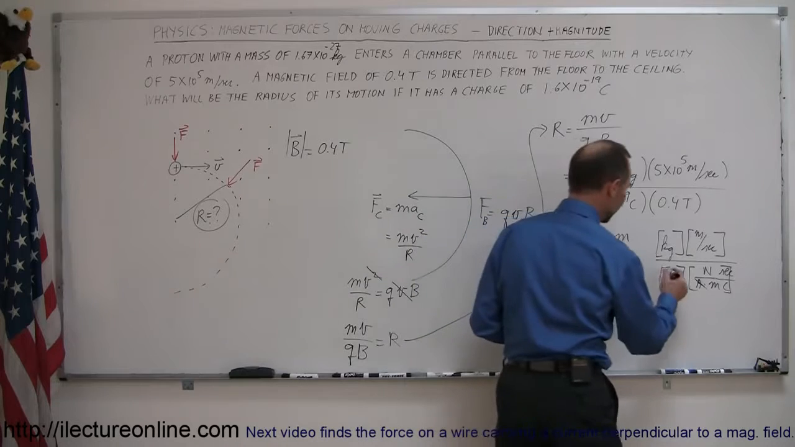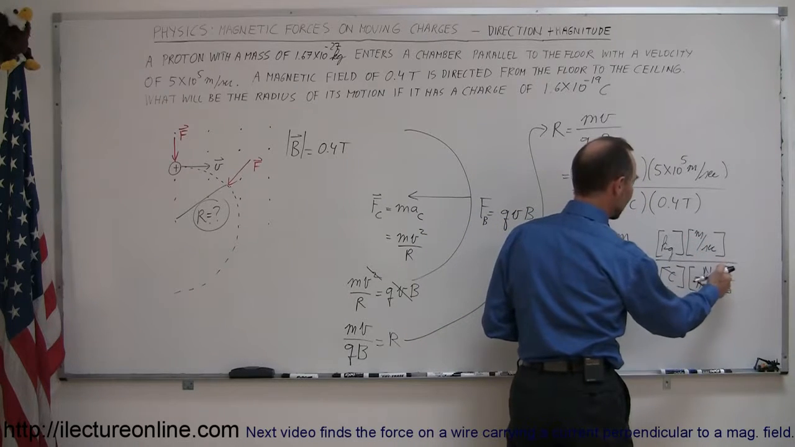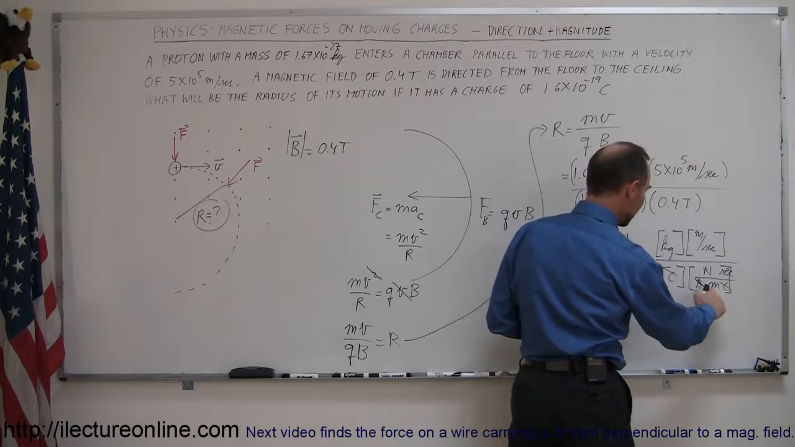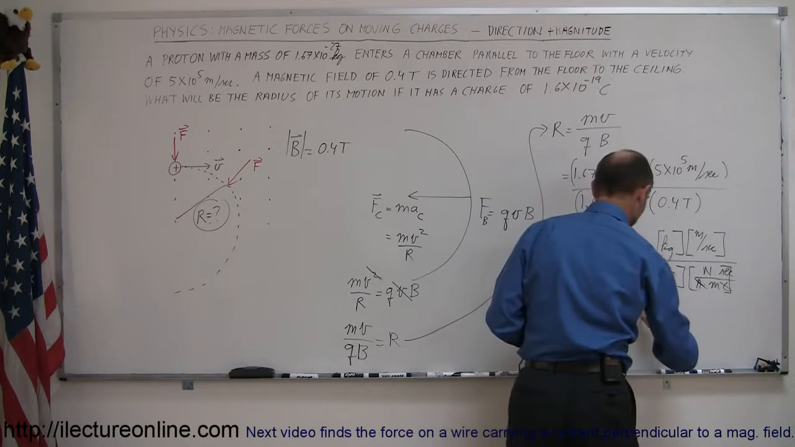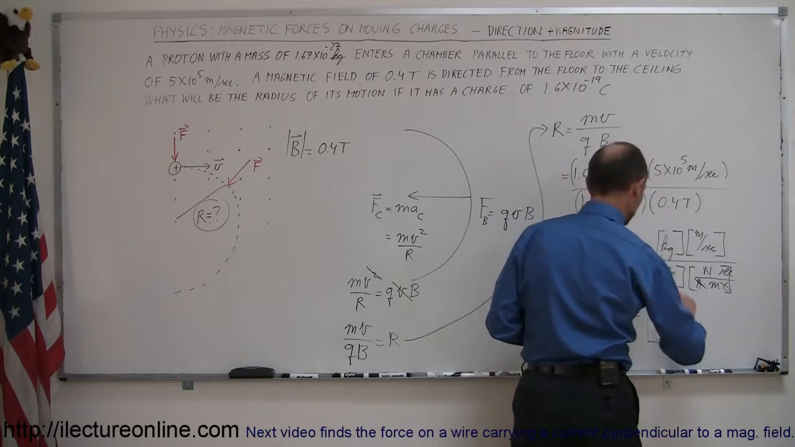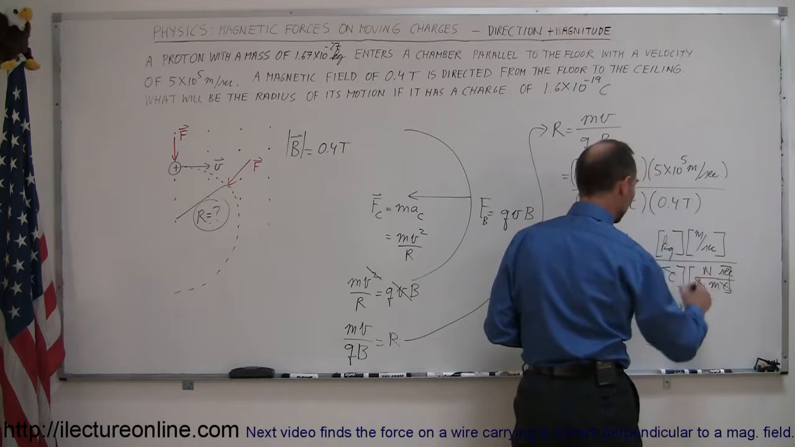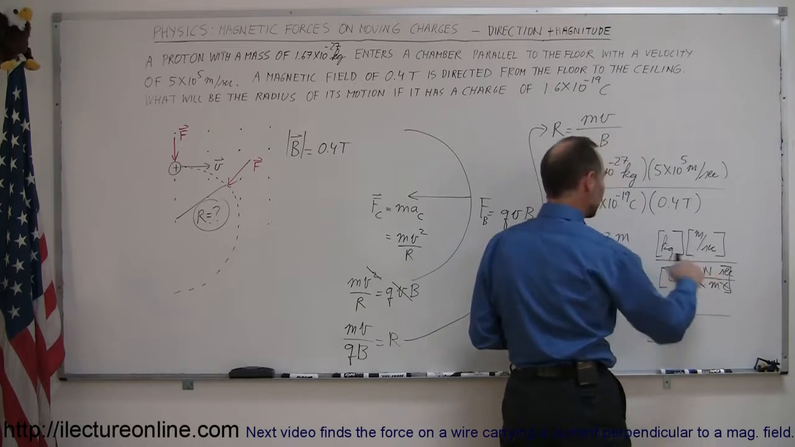Now notice that the coulombs cancel out. We have meters over seconds, and we have seconds here. That would be seconds squared. We have meters here and meters at the top. That would also not cancel out. So let's simplify it a little bit. We have kilograms in the numerator. We have meters in the numerator over seconds, so seconds comes down over here. That would be seconds. We have newtons in the denominator.